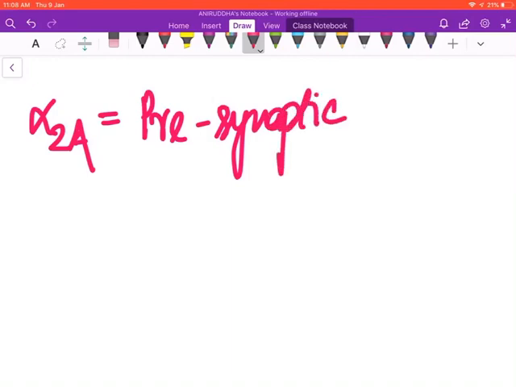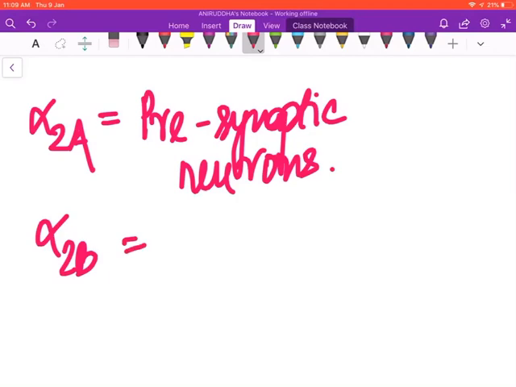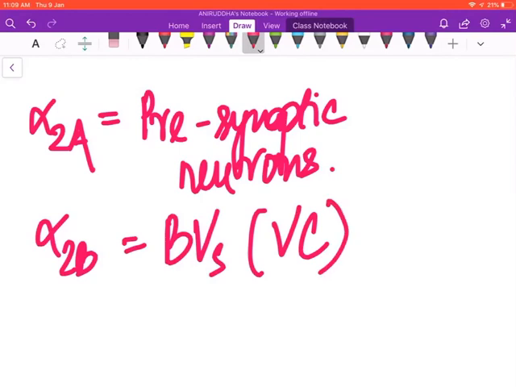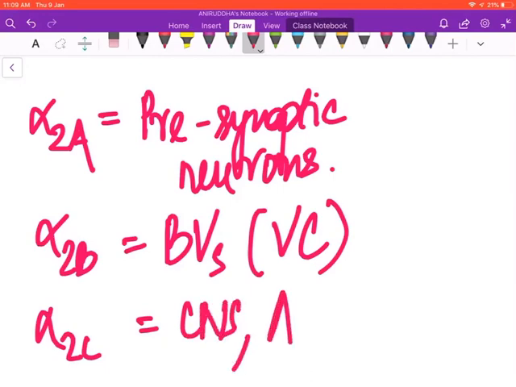Presynaptic neurons, and they are autoreceptors, Gi type. Alpha 2B are found on the blood vessels. They are Gq type and they cause vasoconstriction, VC for short. Okay. And alpha 2C are found in the CNS and adrenal medulla.